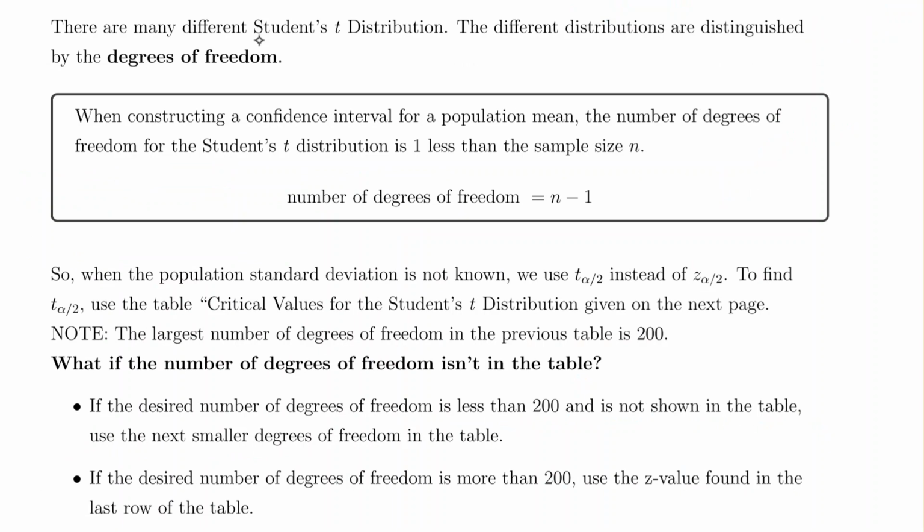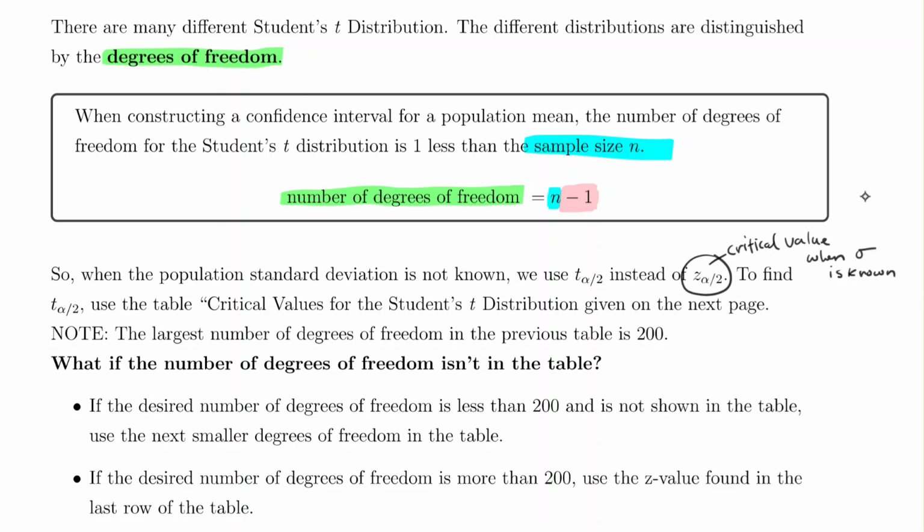There are many different student T distributions. The distributions are distinguishable based on something called the degrees of freedom. Now, the degrees of freedom can be found by taking the sample size n and then subtracting 1 from it. So the degrees of freedom is just 1 less than the sample size. Now, when the population standard deviation is not used, instead of the notation for our critical value from the last section, we instead use the notation t subscript alpha over 2.